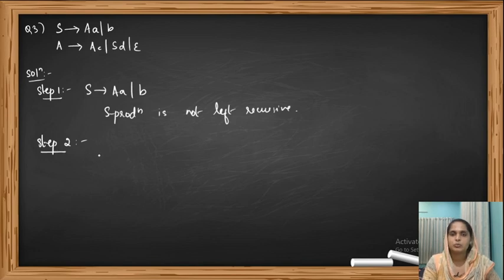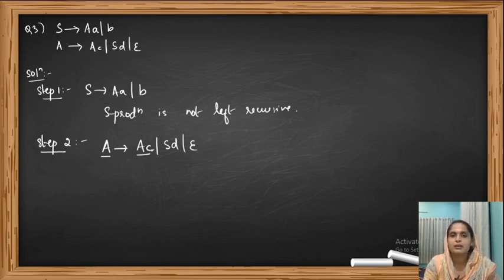What is our step 2? Step 2 means we have to substitute the value of S in our second production, right? Here our second production is A produces AC bar SD bar epsilon, right? So here we can see that it is directly left recursive because out of these three terms, one of the terms start with capital A. So it is directly left recursive.